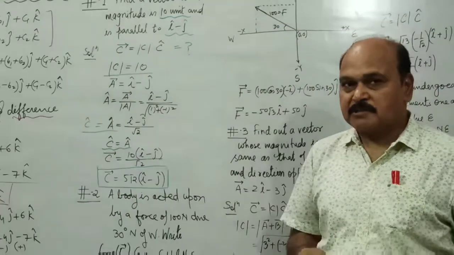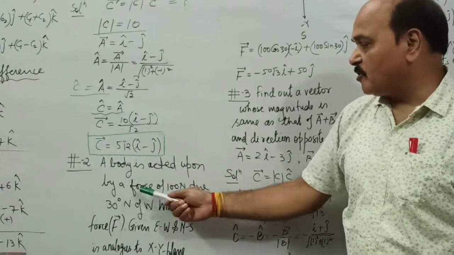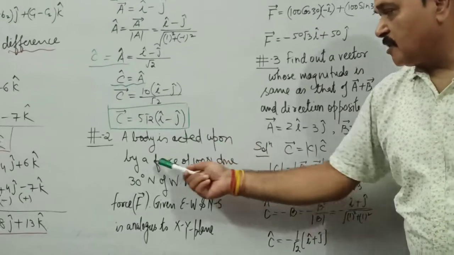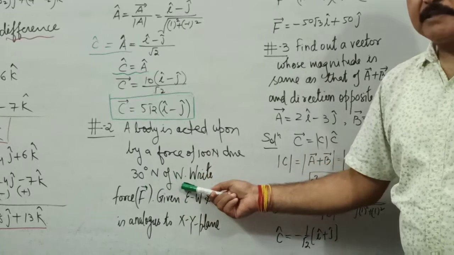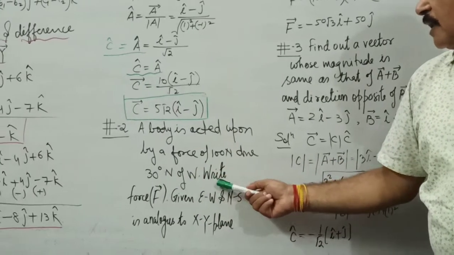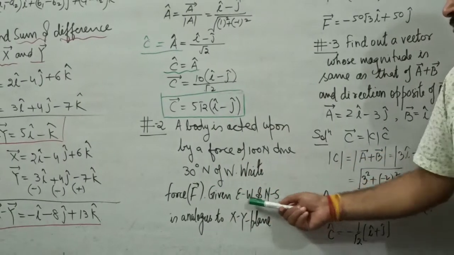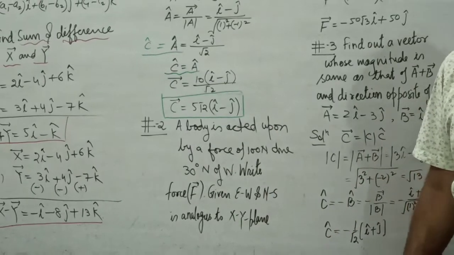Well, the next question is: a body is acted upon by a force of 100 Newton, 30 degree north of west. Write force F in terms of east-west and north-south directions, which are analogous to the x and y axes.